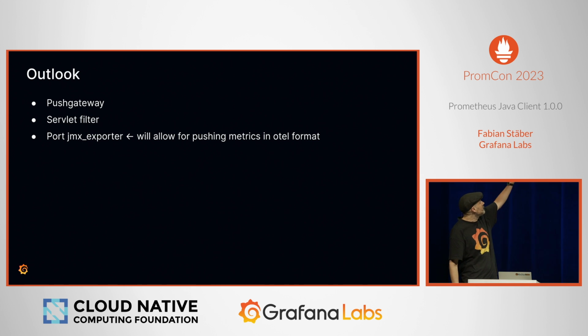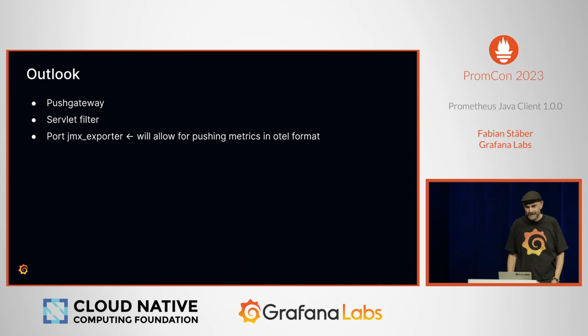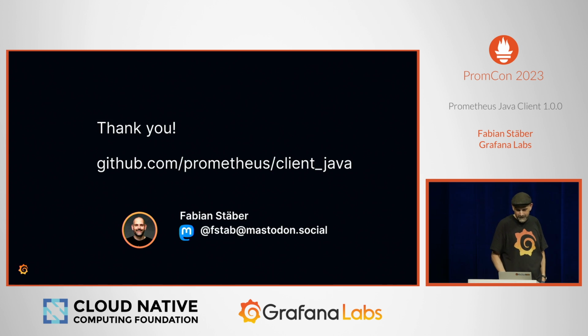And of course, there's the other Java-related project in the Prometheus community, which is the JMX exporter. We will port that to the 1.0 version as well, which will have the interesting side effect that you can push OpenTelemetry metrics from the JMX exporter if you like to do that. Cool. So that was my walkthrough of the new Prometheus Java client. Try it out, create issues, contribute if you can. And yeah, thanks for listening. Happy to take questions.